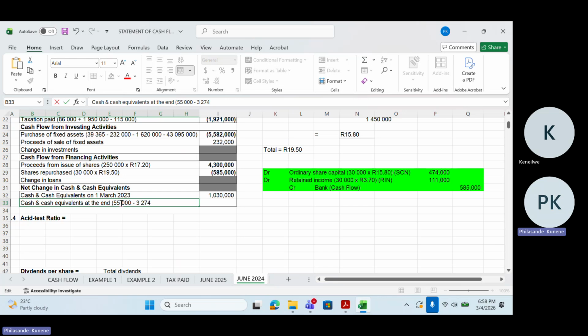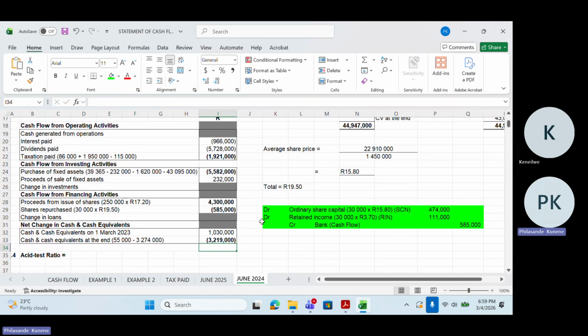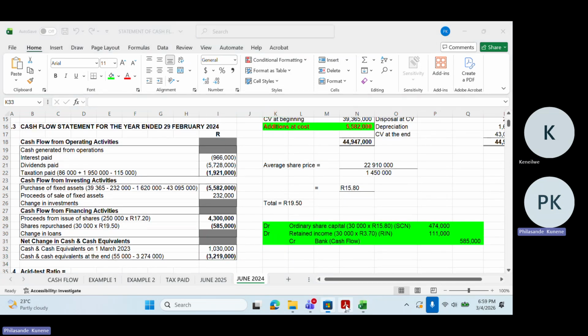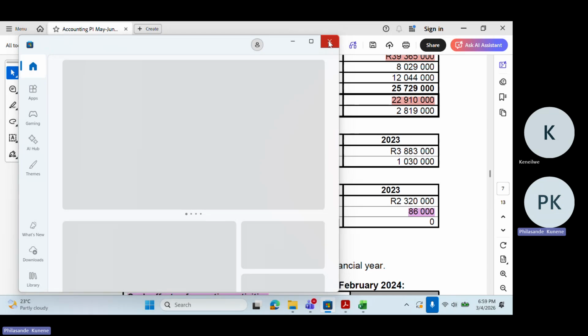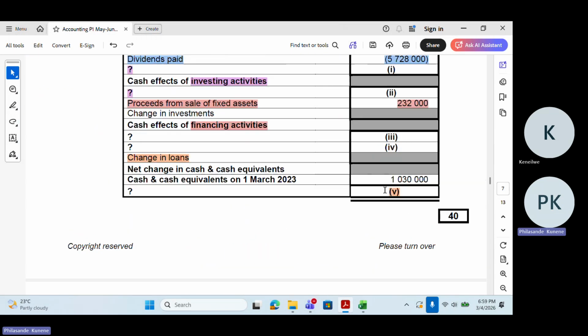Okay, 3,274,000 rand. And then we're getting how much? 3,219,000 rand. Yes, very good. So this is our cash and cash equivalents, and it has to be negative. We must not forget on the cash flow, if the amount is an outflow, we must show it as negative, right? So we should not forget that. Okay, now we have covered everything that is sitting on the cash flow.